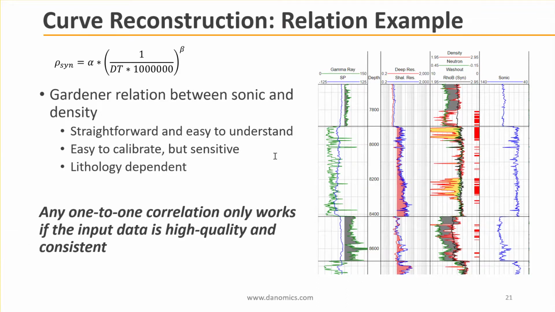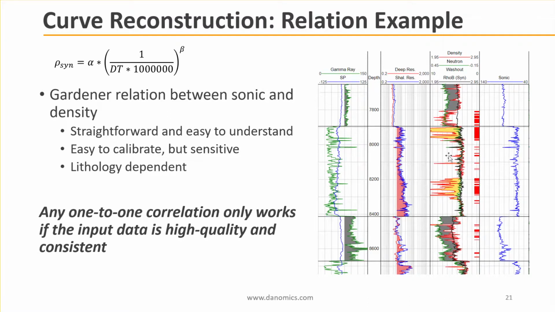So, for example, here's how you could do it using the Gardner method and the sonic curve. You can see that here we have washouts, and this black curve represents the reconstructed density. And you can see in this case that the sonic does a really good job of matching the density here.